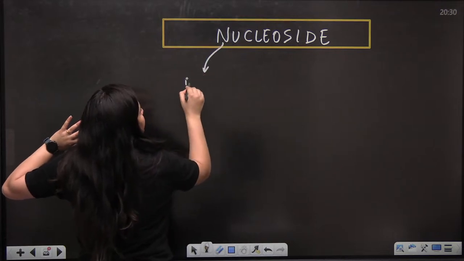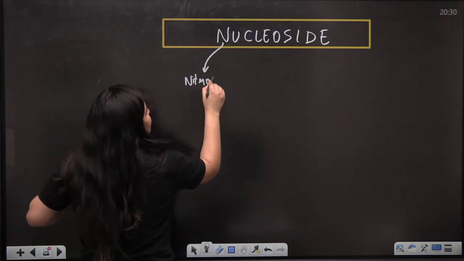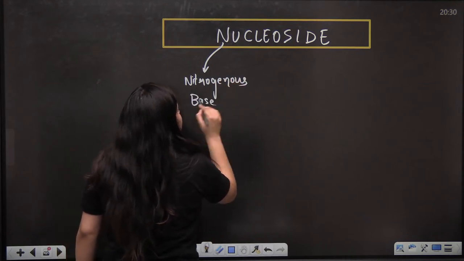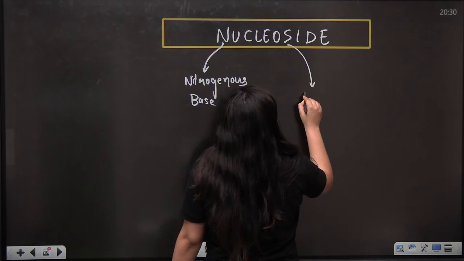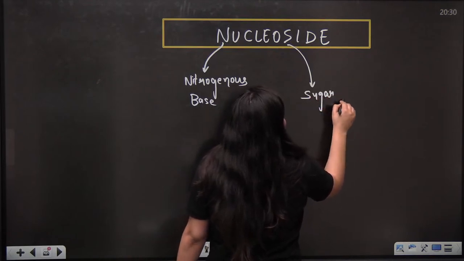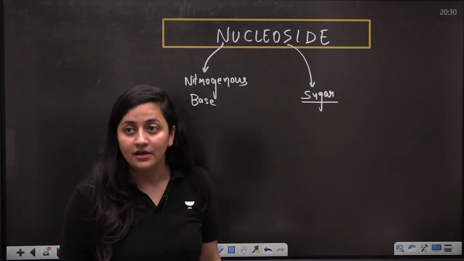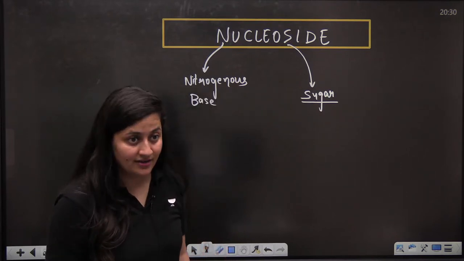So it is nucleoside. N stands for nitrogenous base, and S stands for sugar. You know what a sugar is? Sugar is a carbohydrate, right? This is the first word.